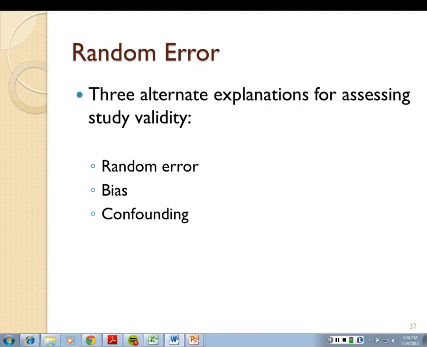There are 3 alternate explanations. Random error or chance was responsible for the study finding. Bias, a systematic error in design or conduct of the study, which leads to error in estimation of the association. Or confounding, a third variable that is distorting the association. Only after deciding that an observed association is valid is it proper to form an opinion on whether the exposure causes the disease or whether the results are generalizable to a larger population.